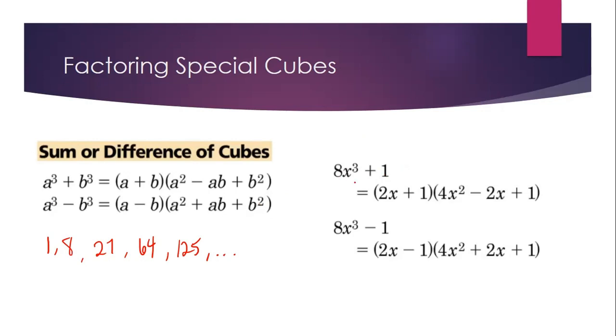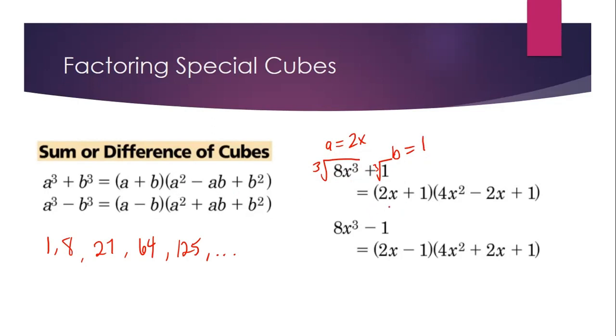Okay, so look here, we have 8x cubed plus 1. To find my a, I'm taking the cube root of 8x cubed, so a in this case would equal 2x. To find my b, I'm taking the cube root of 1, so my b equals 1. Once I have my a and my b, I am just plugging them into the formula.